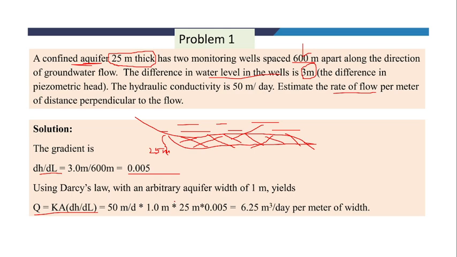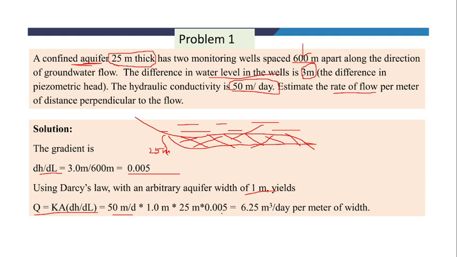So you are considering that the aquifer width is 1 meter. Okay. So you can calculate the area by multiplying the width into the thickness. So now you know the K. What is K? K is the hydraulic conductivity that is already given, which is 50 meter per day. So 50 meter per day into area, which is 1 meter into 25 meter.